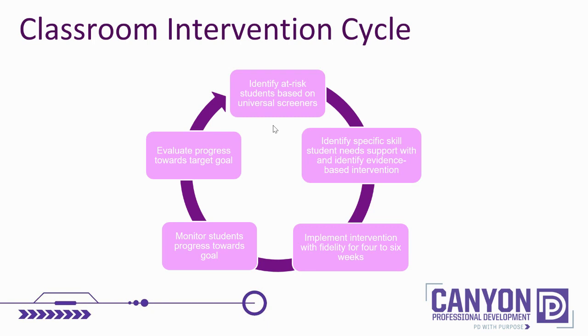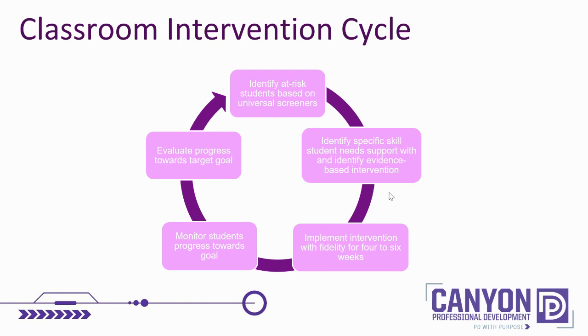The first step that we recommend taking place is identifying at-risk students based on universal screeners. These should be administered 3 times a year, and at this time, students may be identified. However, they can also be identified based on progress monitoring or classroom performance throughout the semester. Once the students have been identified, the specific skill a student needs support with should be noted, and an evidence-based intervention should be identified for that student based on the specific skill.